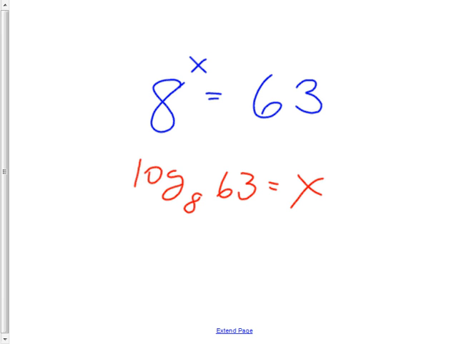Did you get log base 8 of 63? Do you know how to put that in the calculator? Log 63, which, by the way, you got to end the parentheses on that, divided by log 8.